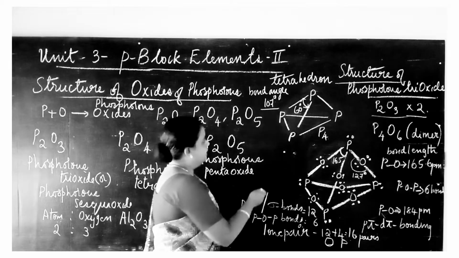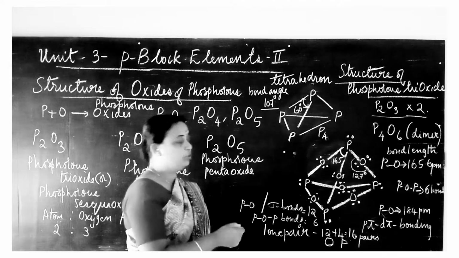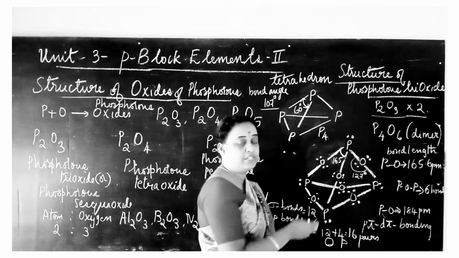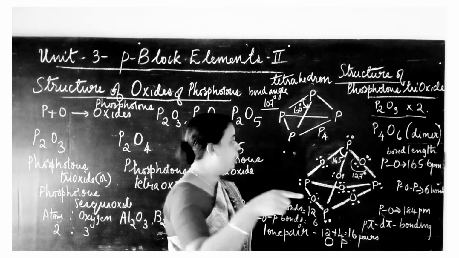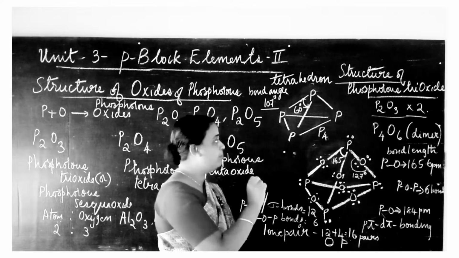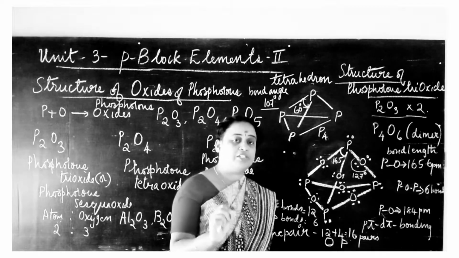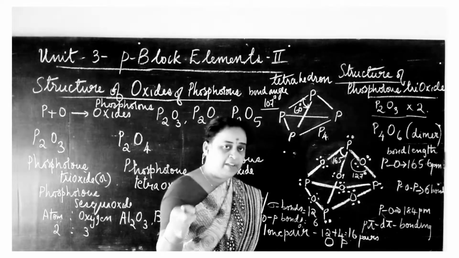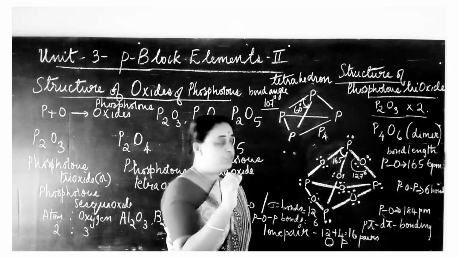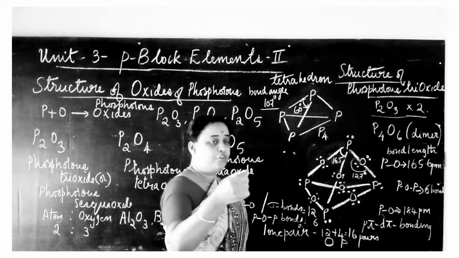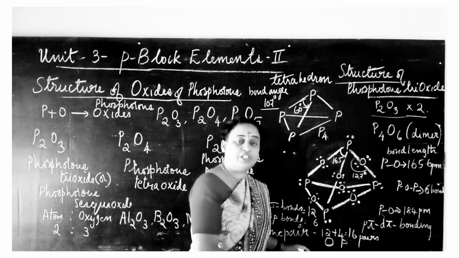Now let us look into the structure of phosphorus trioxide. The dimer structure we are drawing here is P4O6. That means 4 phosphorus atoms and 6 oxygen atoms combine together to form the dimer of phosphorus trioxide. You should not confuse phosphorus trioxide with P2O3. You just multiply by 2, that gives you P4O6. Your formula will be written in the dimer form P4O6. Now let us draw the structure for this P4O6.